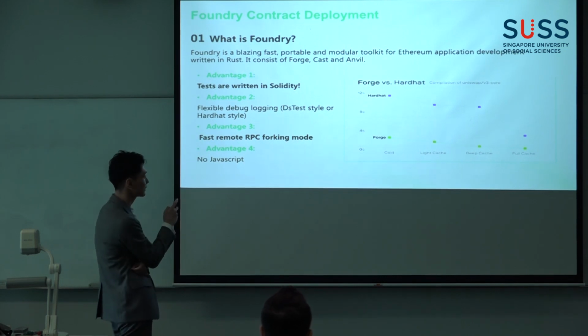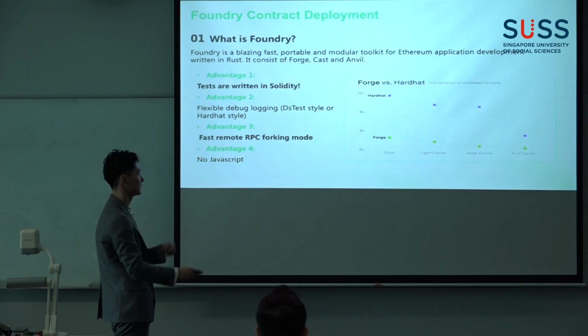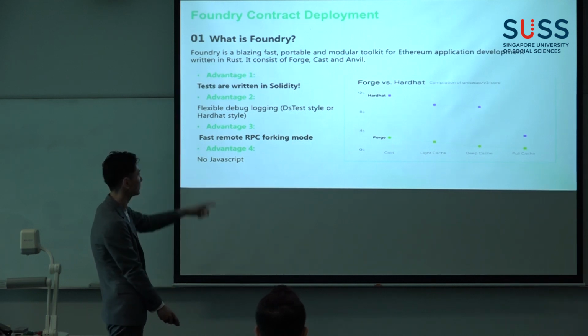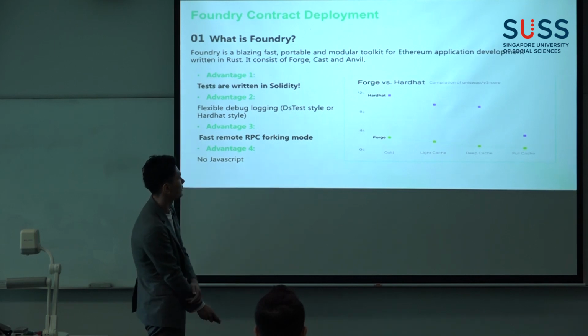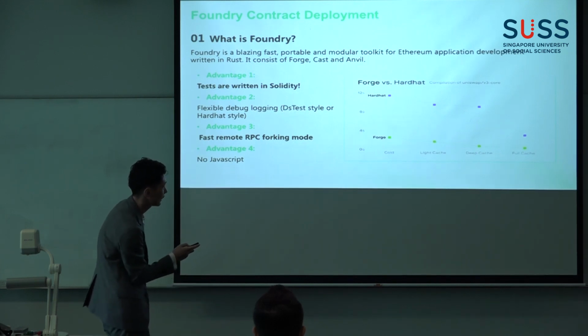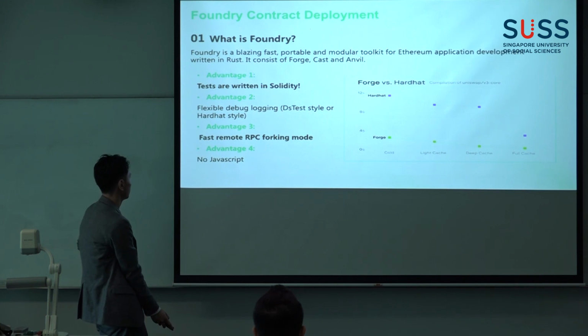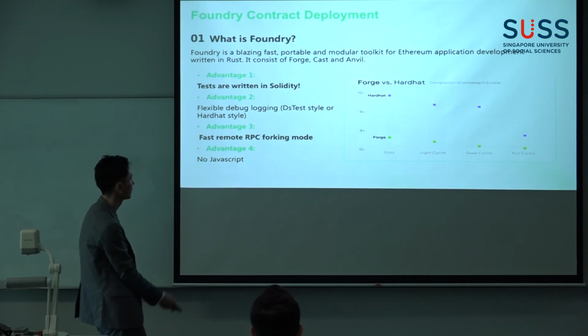An advantage is that the tests are written in Solidity, and there are flexible debugging and debug logging options. There's DS-Test style or the Hardhat style. And we can see the comparison. Forge is significantly faster than Hardhat in all of the cache scenarios. And there's also a fast remote RPC forking mode. And also, we don't need to learn JavaScript in this.